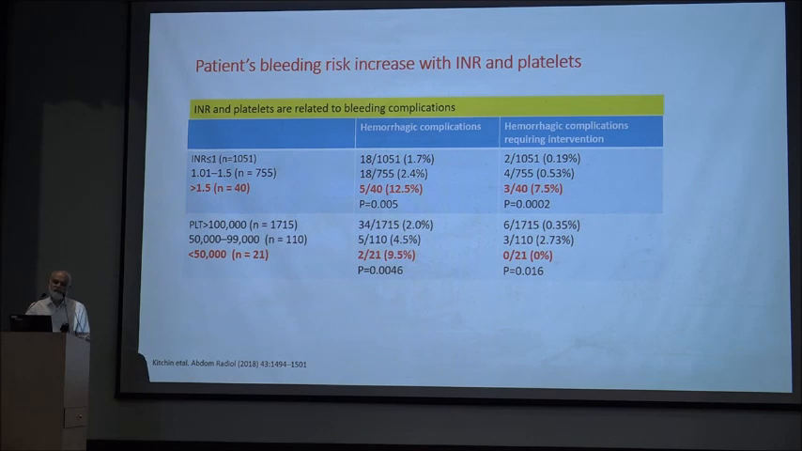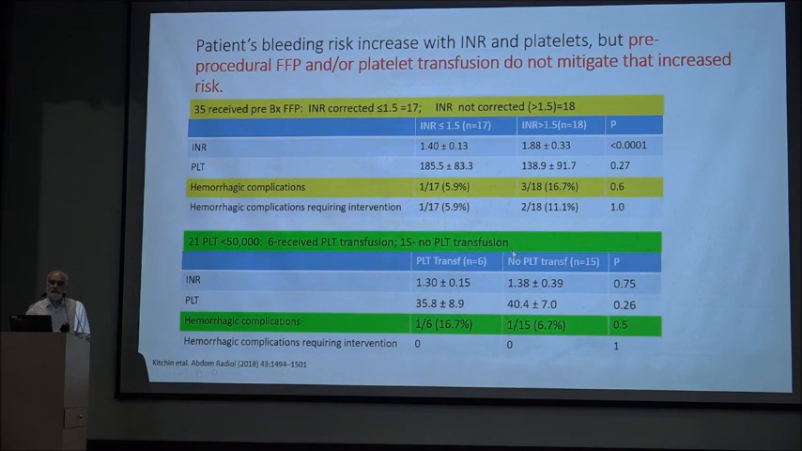Now, patients' bleeding risk increases with INR and platelet. This is a well-known fact. If INR is more than 1.5, hemorrhagic complications are more, up to 12.5%. Similarly, if platelets are less than 50%, then it is high. But pre-procedural transfusions do not mitigate that increased risk.